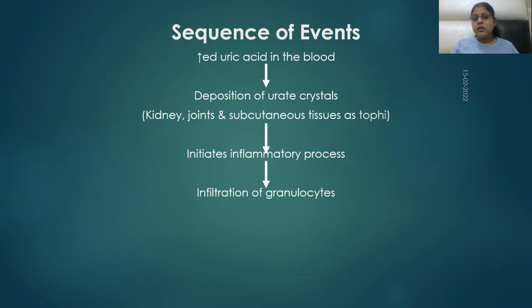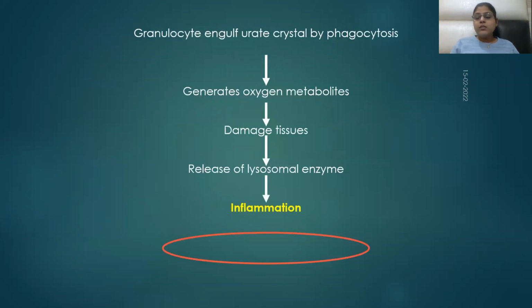There will be inflammation, and when there is inflammation, there will be infiltration of the granulocytes and the uric crystals. Granulocytes will be infiltrated and will engulf the uric crystals by phagocytosis in the synovial tissue or the joint tissue. Oxygen free radicals will be generated which will damage the tissue, and there will be release of the lysosomal enzymes and glycoproteins which will cause inflammation and pain.